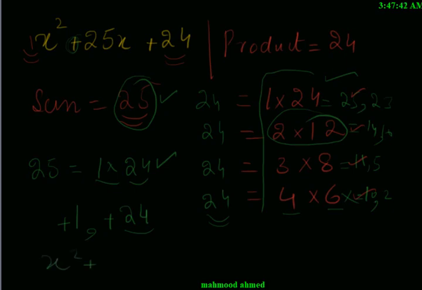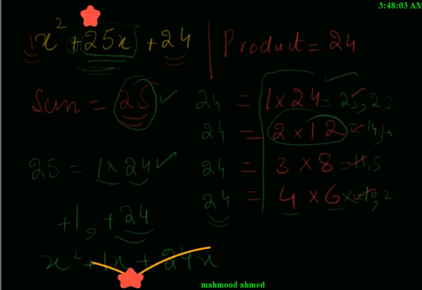Now I write this in the top quadratic expression, x square plus 25x plus 24. I will break this 25x into two terms, 1x plus 24x. It doesn't make any difference; if you add them, you will get 25x. So 1x plus 24x and then 24.